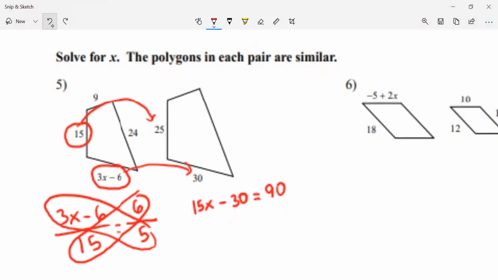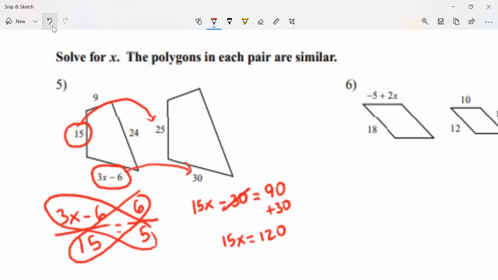What I'm going to do, this minus 30, let me cancel it because my goal is to cancel it. My minus 30, let me move it to the other side as a plus 30. Don't forget to switch the sign. In reality, we're doing the same thing. Okay, so now I have 15x. That's what I have by itself. 90 plus 30, that's 120.